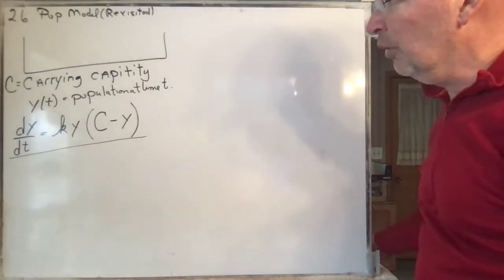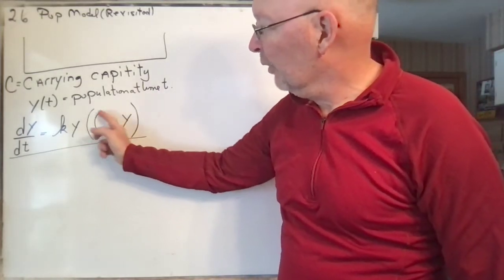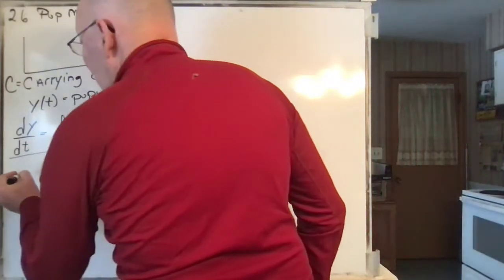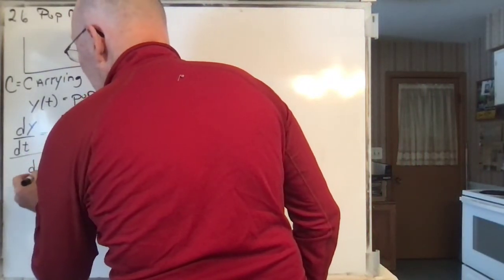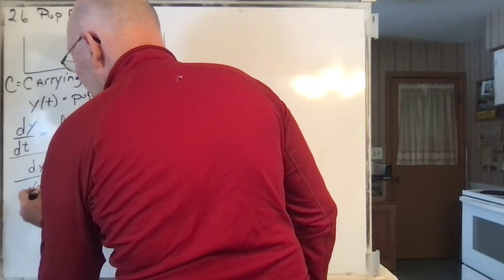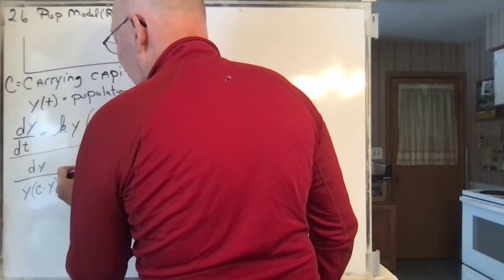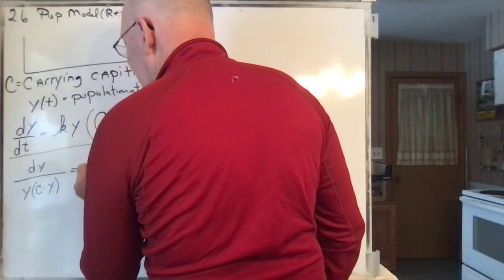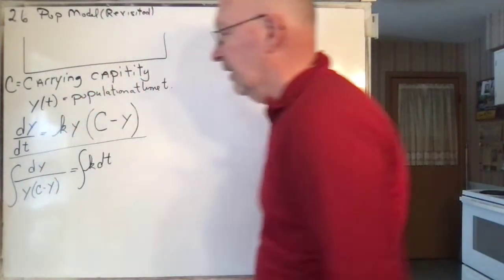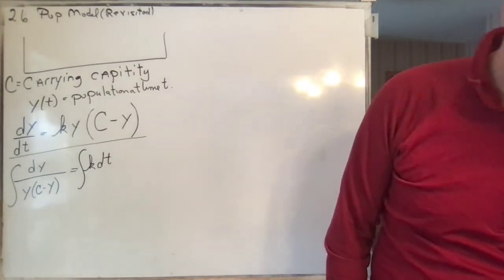So it's not linear. Notice that it is separable though. It's separable because I can bring all the y's over here and I can bring the dt over here, and notice what we get. We're going to get dy divided by y times, I'll write it as c minus y over here, and I'll leave the k right there, and I'll bring the dt over, k dt, and you can integrate both sides, and you can solve for it. See that? So there it is right there.